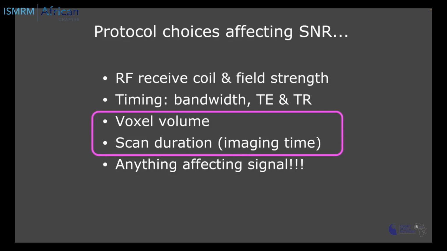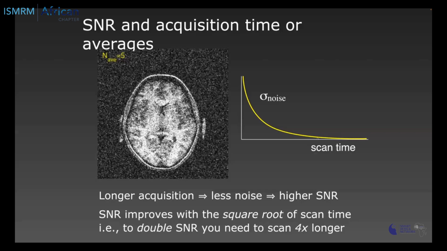One of the easiest ways to increase SNR is by averaging, and so you can scan for longer, get multiple averages, and increase your SNR, but that incurs a penalty to time and the amount of time that you spend acquiring data. So again, it's a choice that you have to make with respect to your protocol.